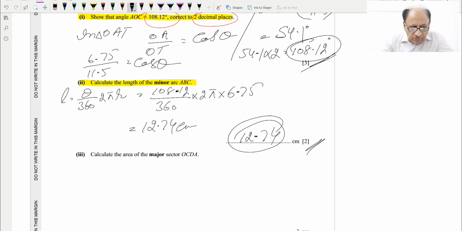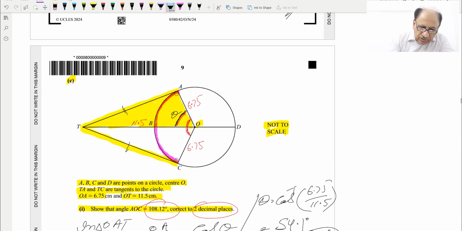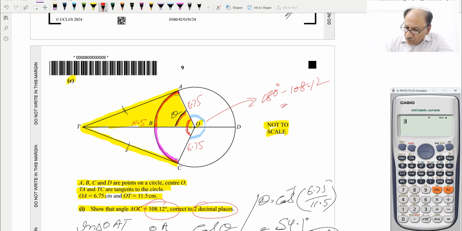Hopefully you understand this. Next, they are saying calculate the area of the major arc. So now we need the major arc area. So this angle we will be requiring. This angle will be 180 minus 108.12, and this major arc angle will be 180 minus 108.12, and this is equal to what?